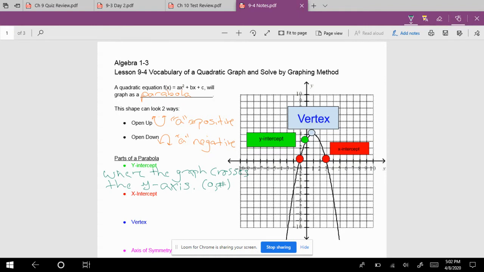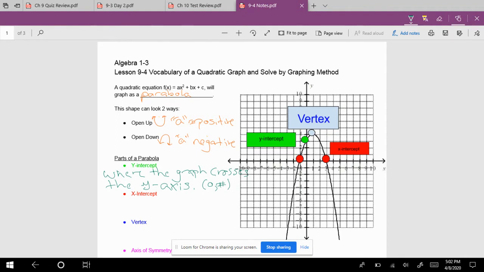The reason the x is 0 is that any point on the y-axis didn't move left or right from the origin. It moved 0 left or right from the origin and then only went up or down. Make sure that when you are listing the y-intercept, you have parentheses around it. If you don't have parentheses, that's not a coordinate point, that's only a list of numbers. So make sure you have the parentheses and the comma in between.